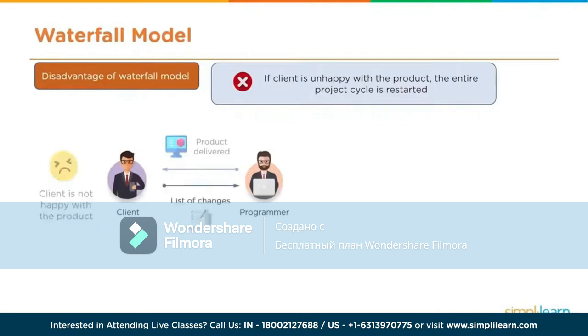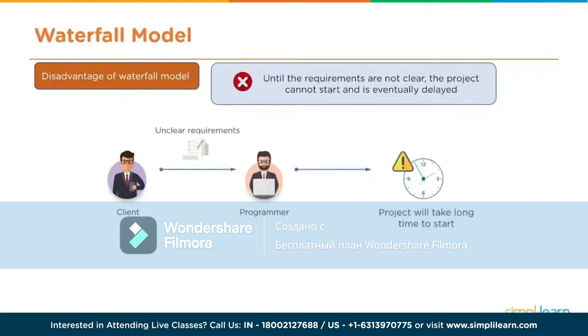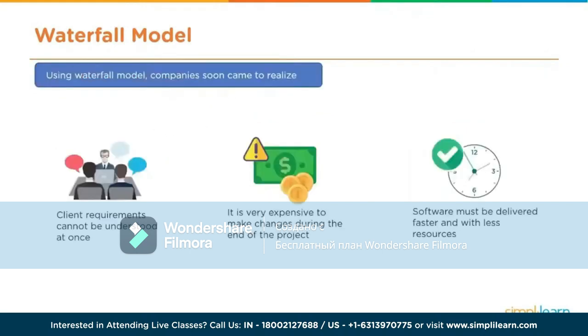So the client will come back to you with a list of changes, and then you go back and you have to start your programming, and you have to then start your testing process again, and you're really adding in lots of additional time into the project. So using the waterfall model, companies have soon come to realize that the clients just aren't able to get their feedback in quickly, effectively. It's very expensive to make changes once the teams have started working. And the requirement in today's digital world is that solutions simply must be delivered faster.